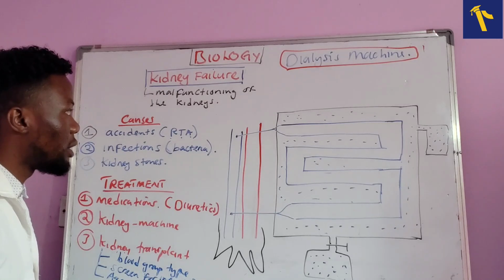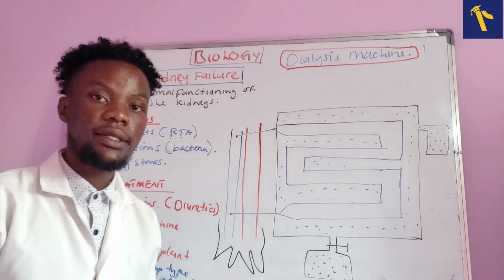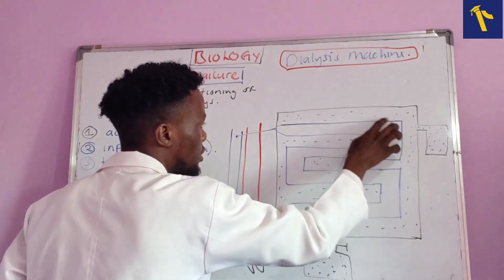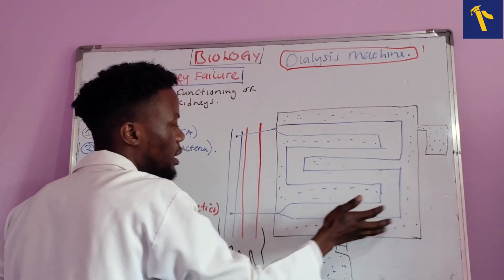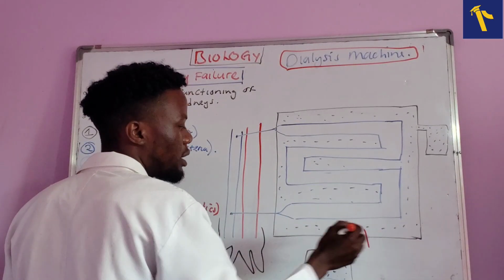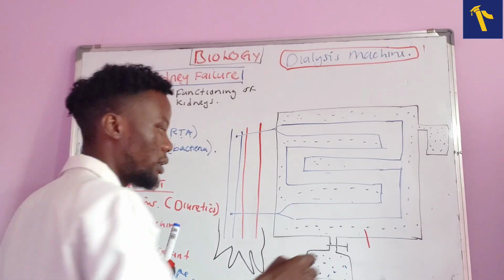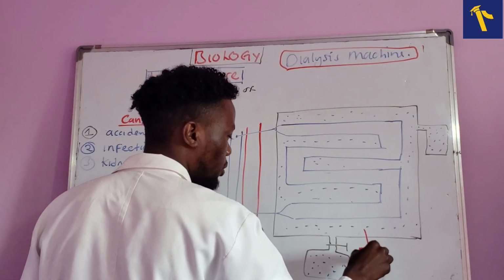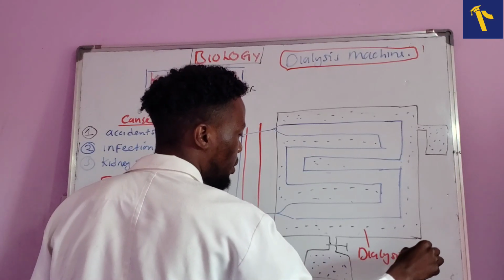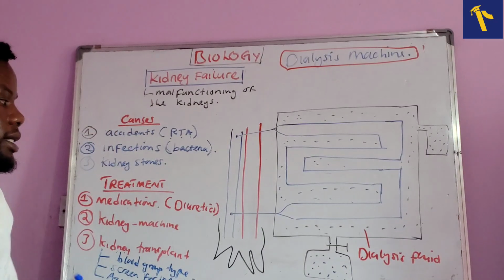In the dialysis machine, let us try to identify the important parts. If you look at this part, this is the dialysis machine. Inside there is this fluid. What do we call this fluid inside? This fluid inside the dialysis machine, we call it dialysis fluid. We are going to be asked about this dialysis fluid.